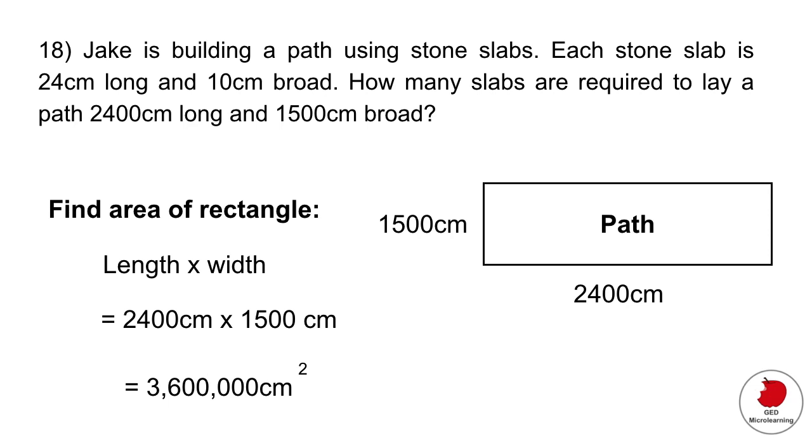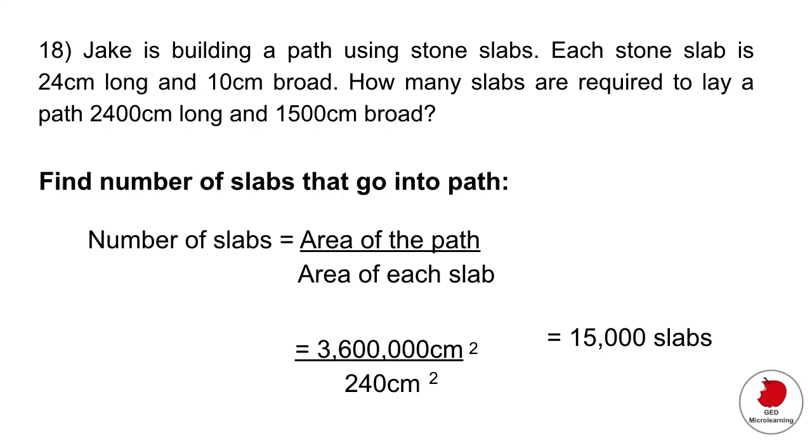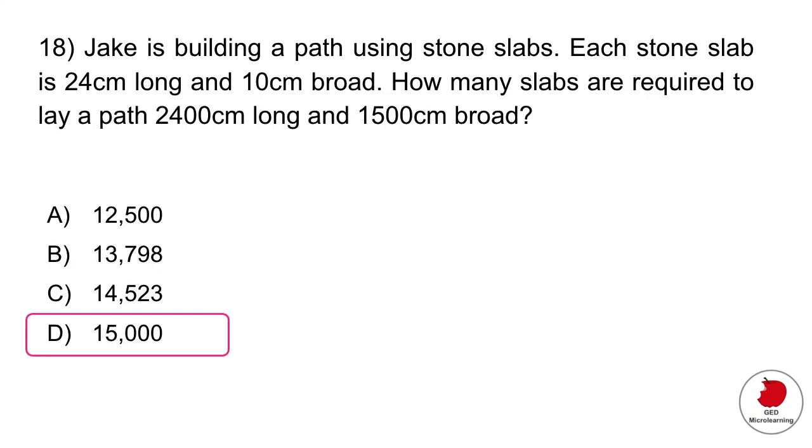All right, so now that you have the area of both of these rectangles, you have to find out the number of slabs. In order to do that, you divide the area of the path that you just found by the area of each of these slabs. So you divide those two numbers that you just found out. That gives you 15,000 slabs, which is option D.